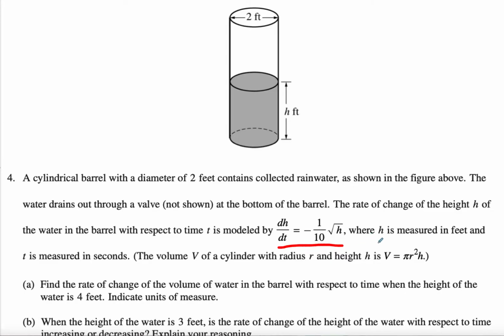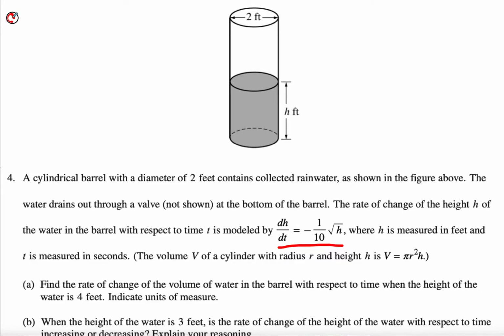h is measured in feet, and t is measured in seconds, and the volume is given over here. Find the rate of change of the volume of the water in the barrel with respect to time. So we are looking at dV/dt. That's what we're looking at. How would you be able to calculate dV/dt? Let's look at this one for a second.